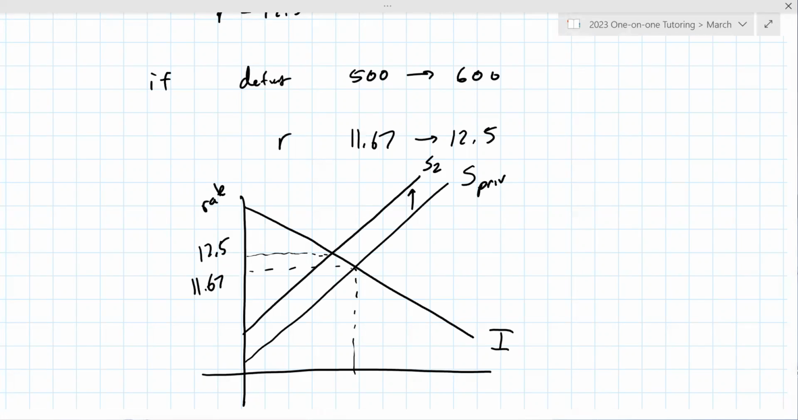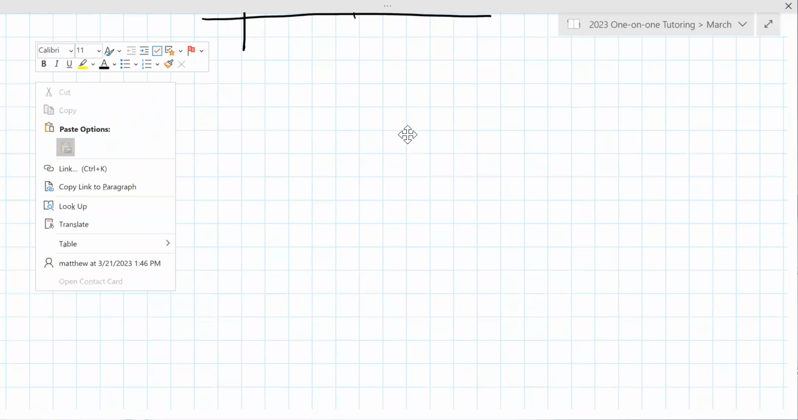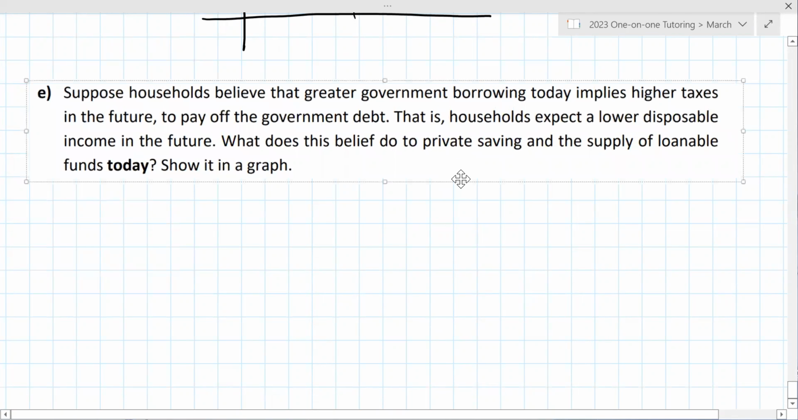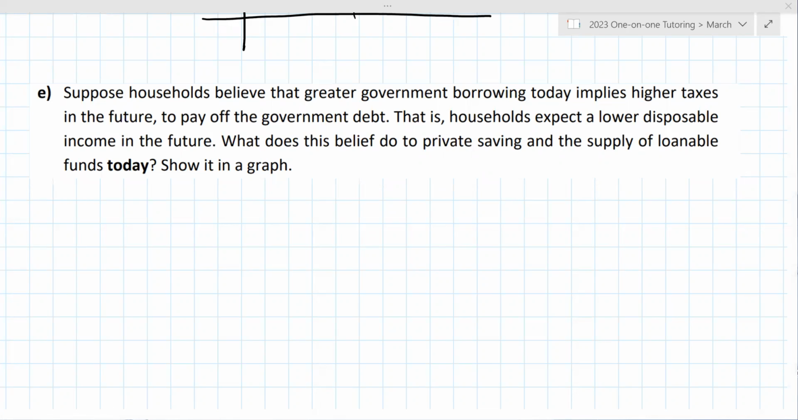Okay, suppose households, this is part E. Part E: suppose households believe greater government borrowing today implies higher taxes in the future to pay off the government debt. That is, households expect a lower disposable income in the future. What does this belief do to private savings and the supply of loanable funds today? Private savings would increase if they expect that.